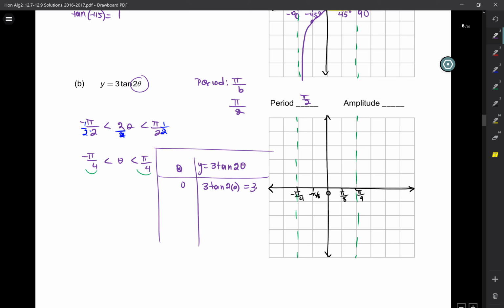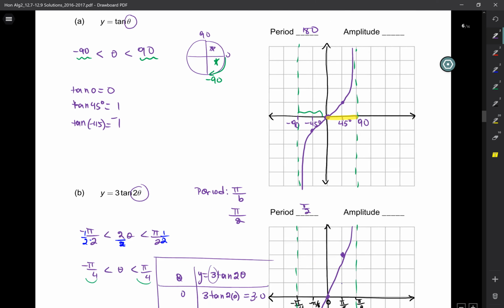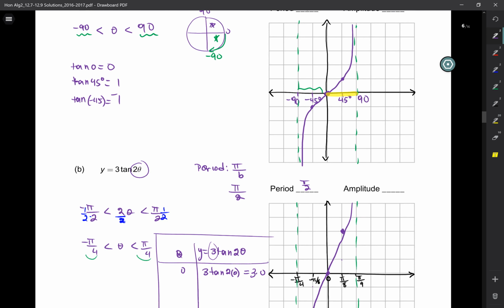That's 3 times tangent of 0, which is 0. So here it's 0. Now, these 2 points at pi over 8 and negative pi over 8 are going to be either the maximum or the minimum. So it would have been 1 and negative 1. But since I have a 3 in front, this will be 3, and this will be negative 3. It's not amplitude, it's just that the 3 makes it a little bit narrower, less curvy. So it'll look like this. Do you see how it's a lot less curvy than the first one? That's what that A in front of the tangent does.